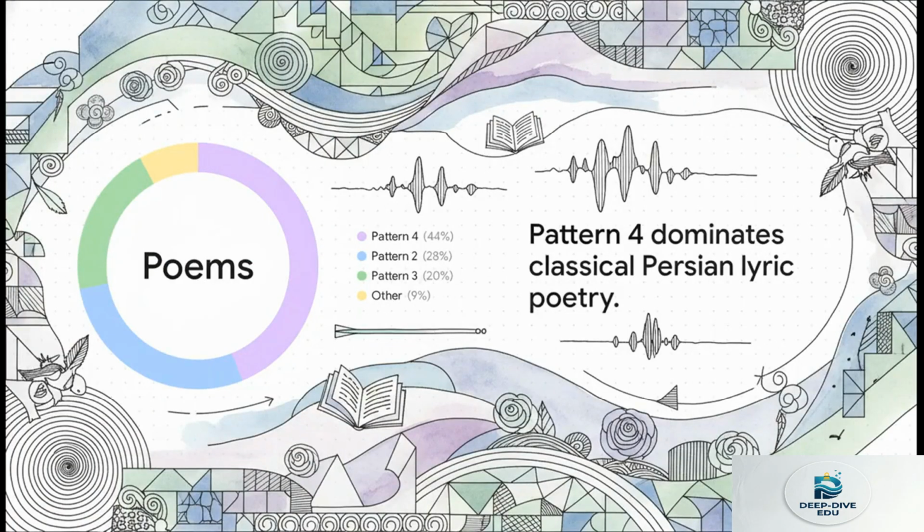Because it is so wonderfully precise, classical Persian poets were remarkably disciplined. Get this, out of a sample of over 20,000 lyric poems, over 90% adhere strictly to just 3 main rhythmic patterns. Pattern 4 totally dominates at nearly 44%, followed closely by patterns 2 and 3. They are relying on these beautifully complex yet mathematically perfect frameworks.